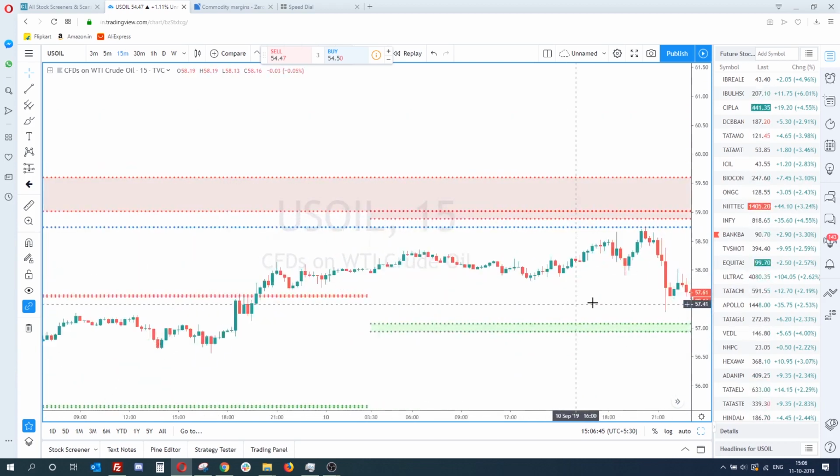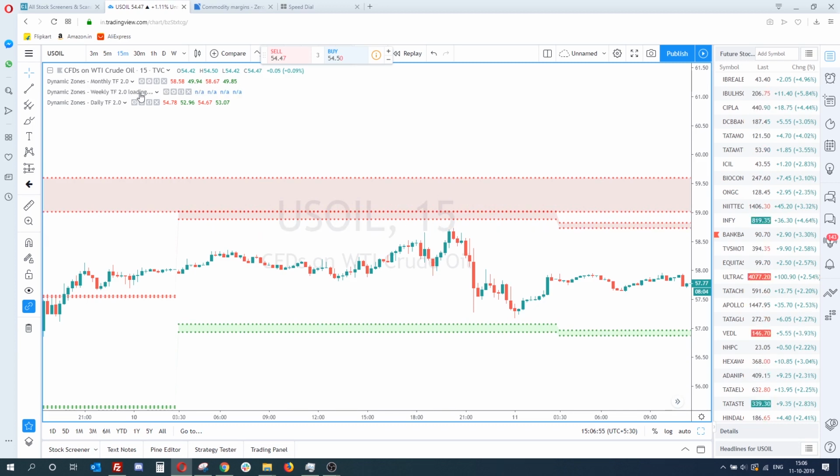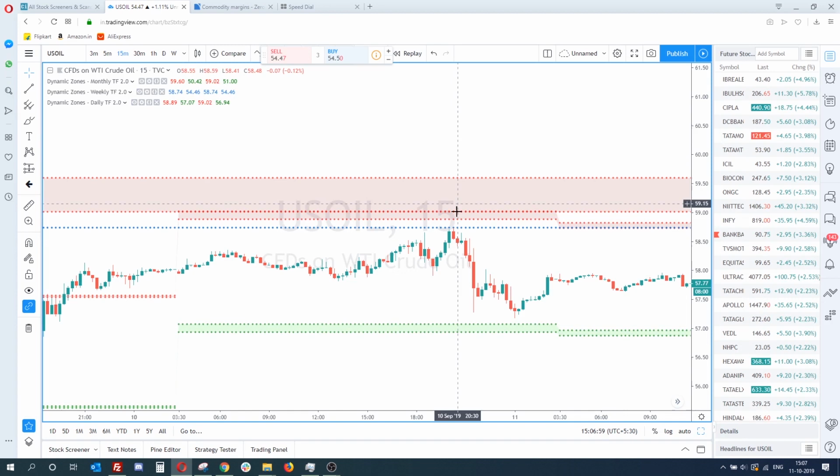When you see a sharp reversal, when you see two zones overlapping each other. Here, this is the monthly zone and this is the weekly zone, blue color, and again this is the daily zone. All three are close to each other, which means that it's very strong. So this area can potentially be a strong resistance zone. You can go short with a 10 point or 15 point stop loss.